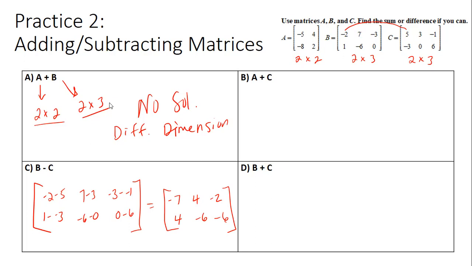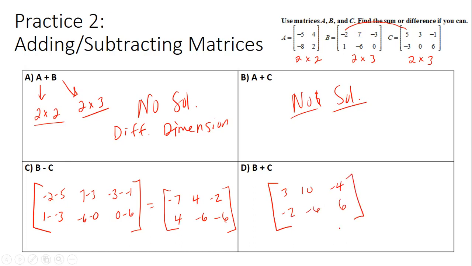All right, here we go. So, B, what happened? Why is it no solution? No solution because different dimensions. All right, B plus C. What was your sum matrix here? 3, 10, -4, -2, -6, and +6. Easy peasy, lemon squeezy, right? Yep. All right, so we feel good about practice 1 and practice 2.